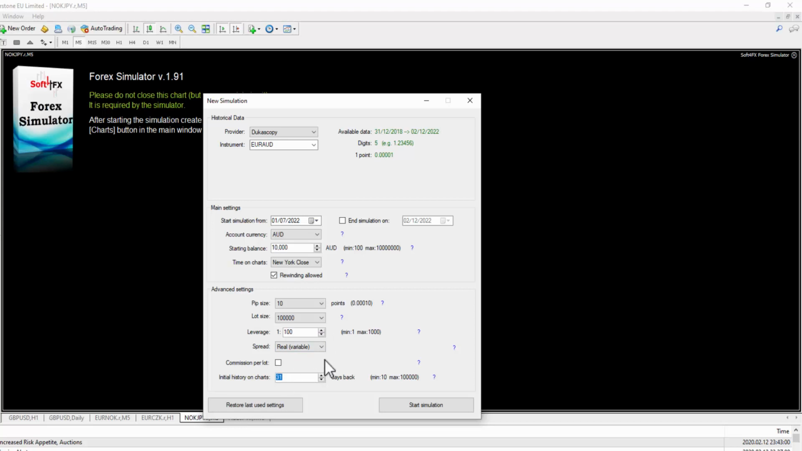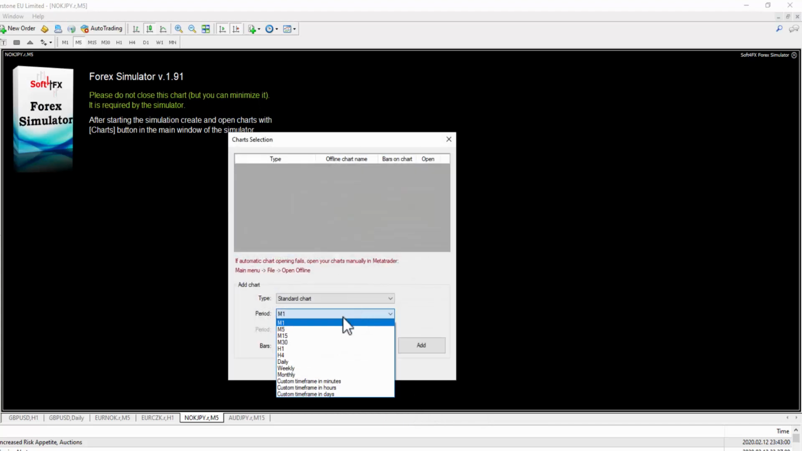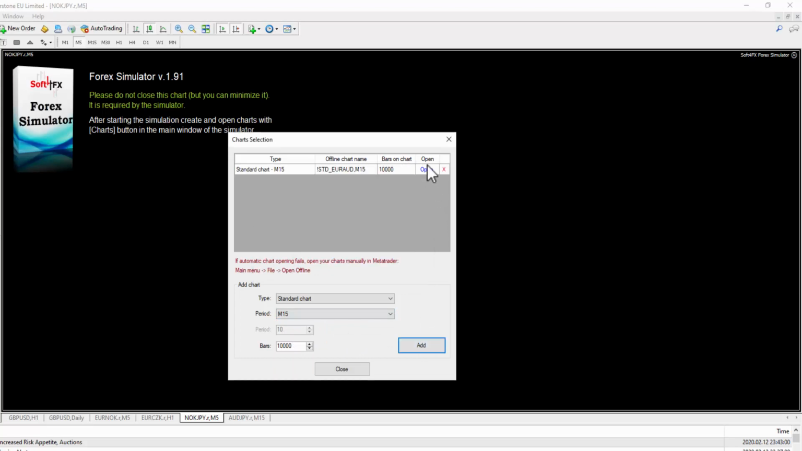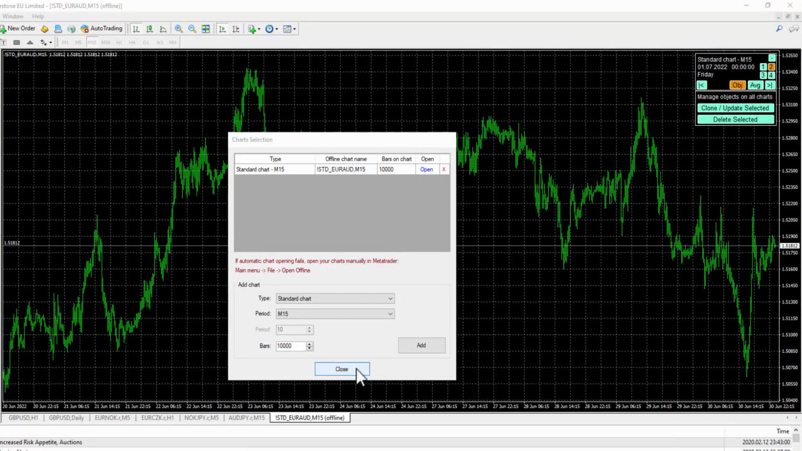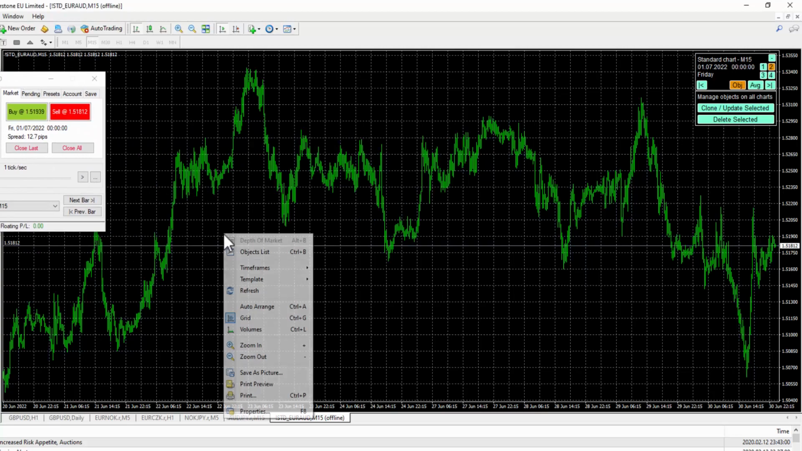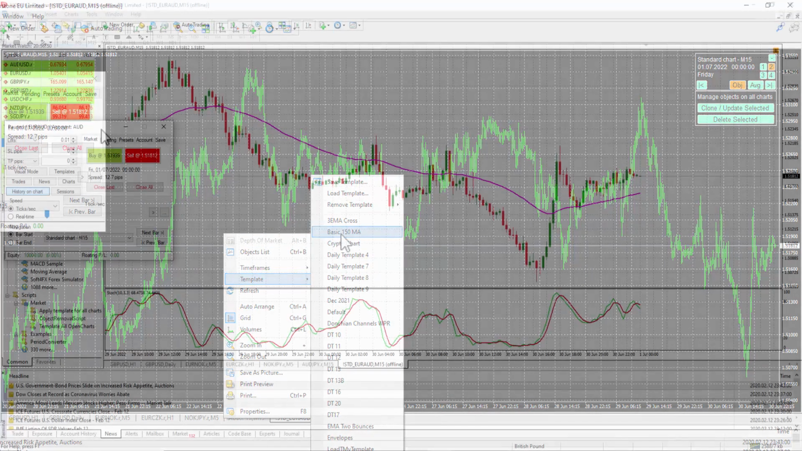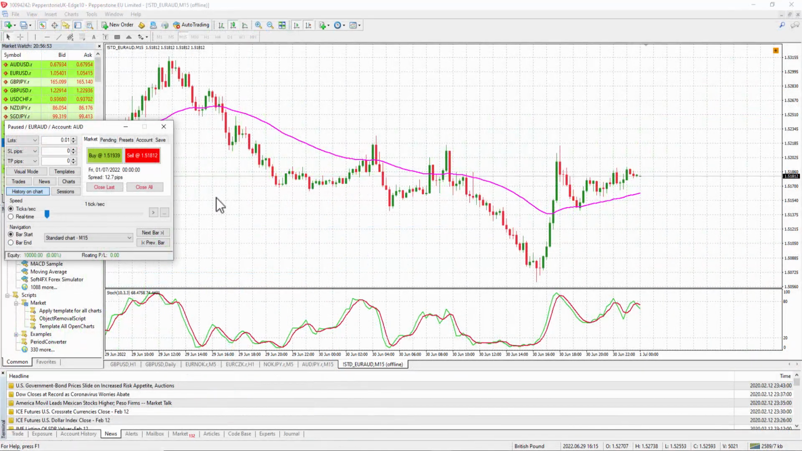And just for my indicators, I'm going to preload, say, 120 days worth of data. Okay, let's start the simulation. So I'm going to be trading with the 15-minute charts. So let me open the chart. Let's close this. And let me format my chart. Okay, so I have formatted the chart with the 50 EMA moving average and my stochastic oscillator.